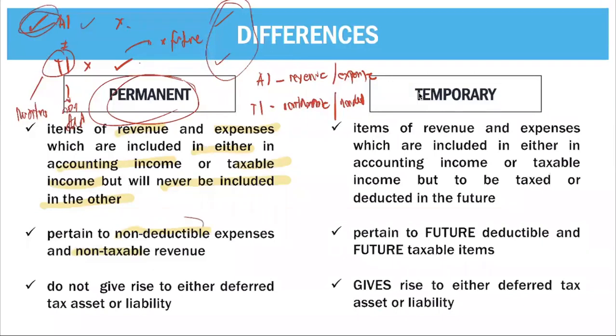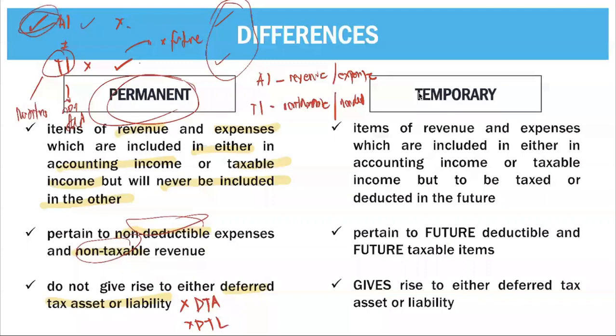Permanent difference: non-deductible and non-taxable. What I want you to remember in a permanent difference is that you do not get deferred tax asset or deferred tax liability. So no deferred tax asset, no deferred tax liability in a permanent difference.